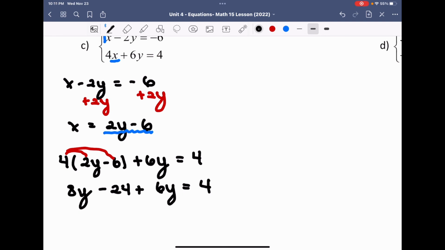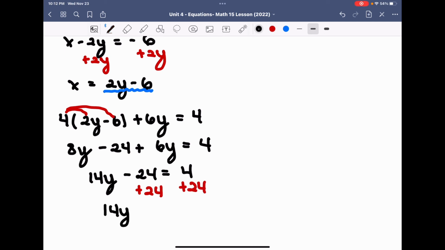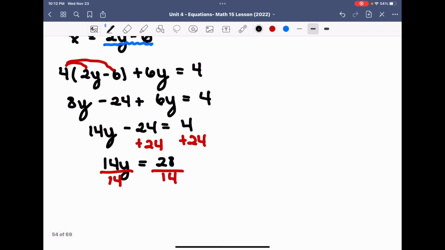When I collect the like terms, or the y terms, on the left, I get 14y minus 24 is equal to 4. And now I'm going to add the 24 across. This gives me 14y is equal to 28 total. I therefore now need to divide by the 14 that's being multiplied to y. And finally, I get y is equal to 28 divided by 14, which is 2.